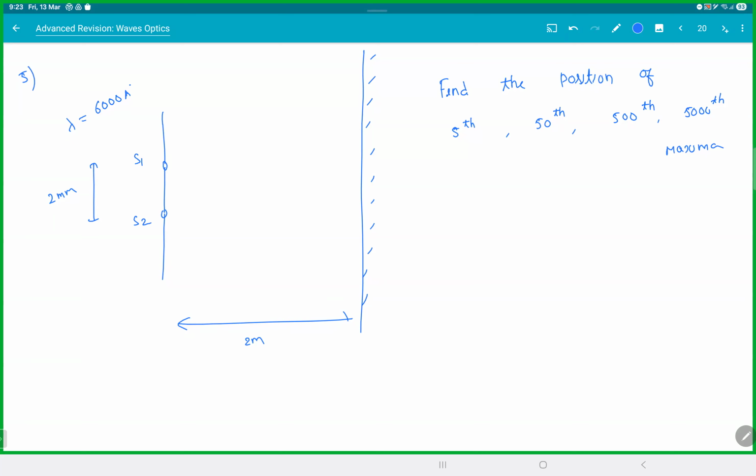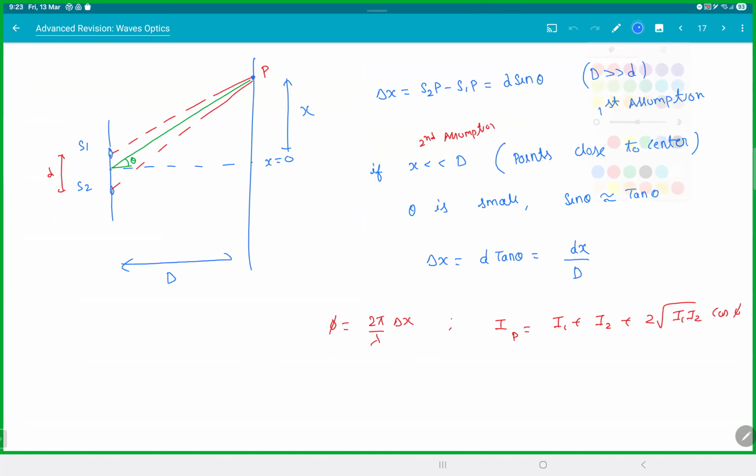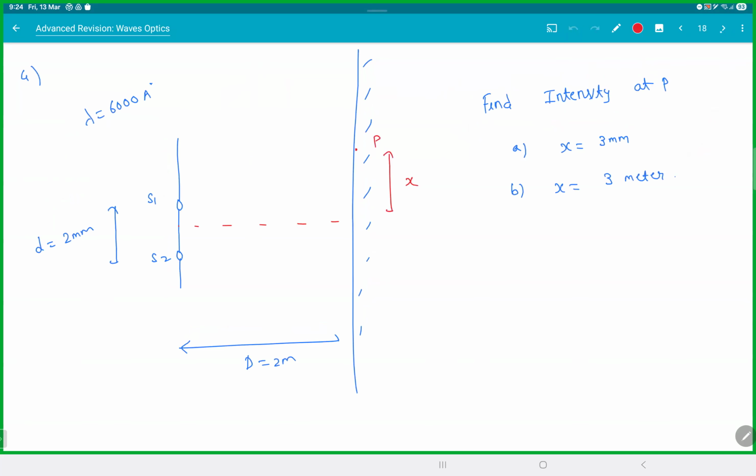Let's see how you will handle this. Try, take 2 minutes. And just to give an idea here, in this formula, fringe width lambda capital D by small d is valid only if x is much, much less than D. If you go really far away from the screen, fringes will not be uniform.